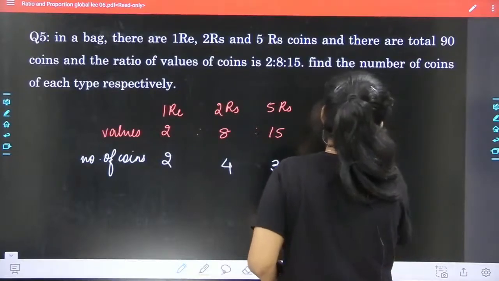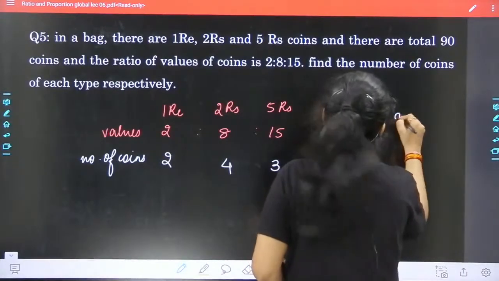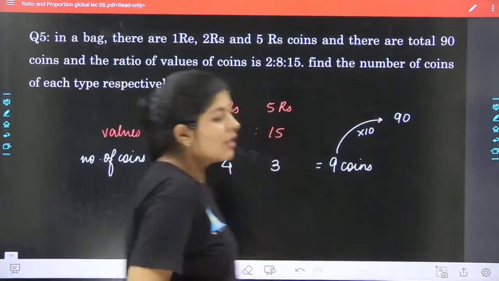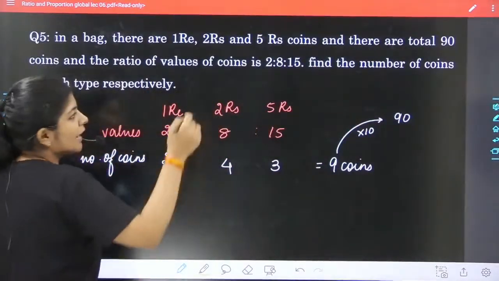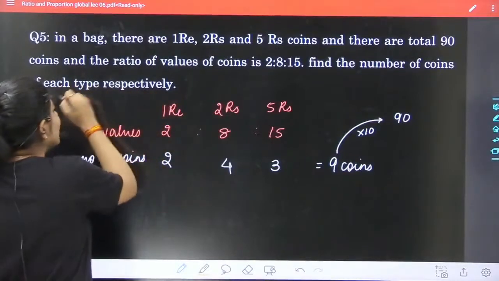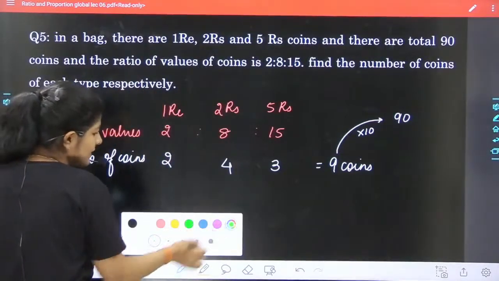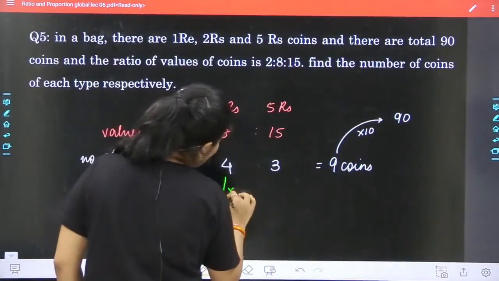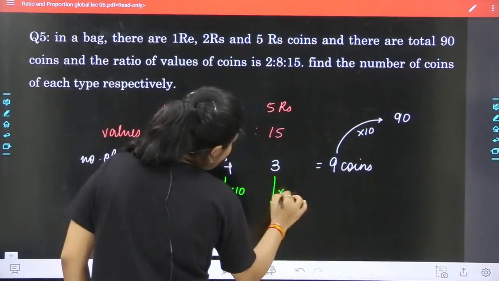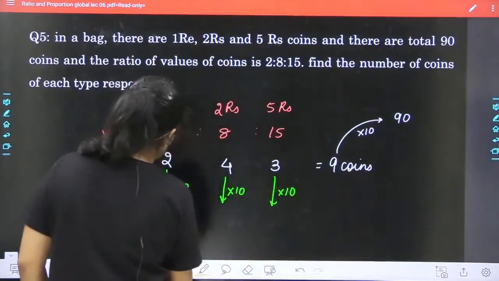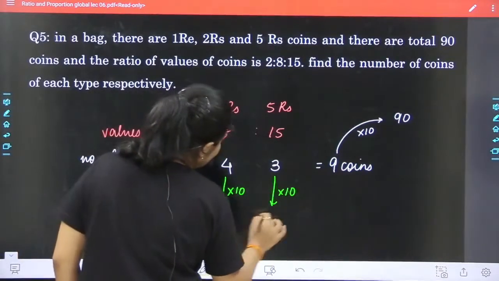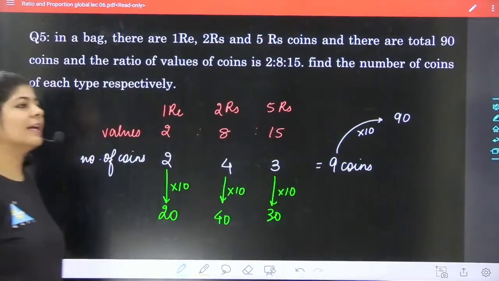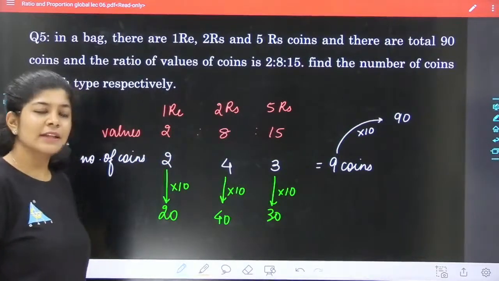But as per the question, I am having 90 coins. That means it is present on the multiple of 10. Now we have to find out the number of coins of each type respectively. So we simply multiply each term by 10 to calculate our final answer, and that is 20, 40 and 30. 20, 40 and 30 is my correct answer. Is it clear?